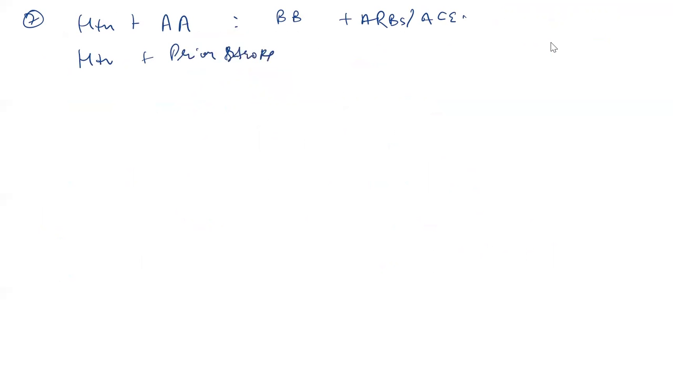The seventh condition is hypertension plus aortic aneurysm. In this case, again, we will give beta blocker plus ARB or ACE inhibitor. A patient with hypertension and prior stroke, we will prefer ACE inhibitor or ARB plus diuretics. A patient with hypertension and diabetes, we will prefer ACE inhibitor or ARB as one agent and the second agent can be any. In diabetes, we generally avoid non-selective beta blockers because they mask the signs or symptoms of hypoglycemia.